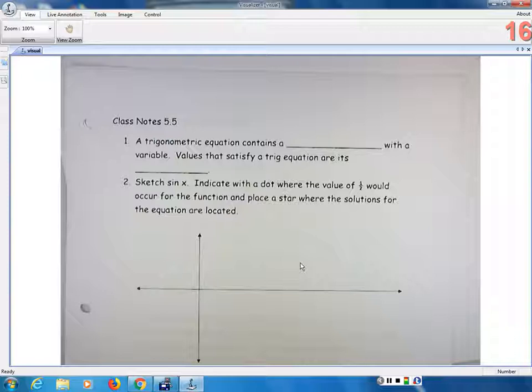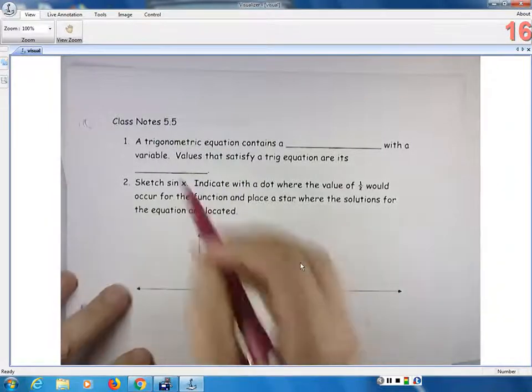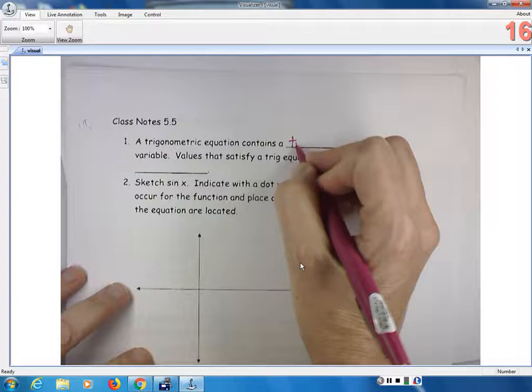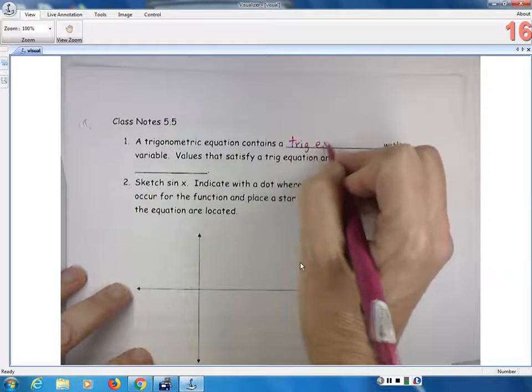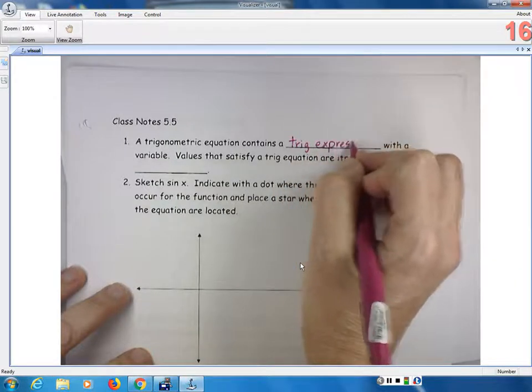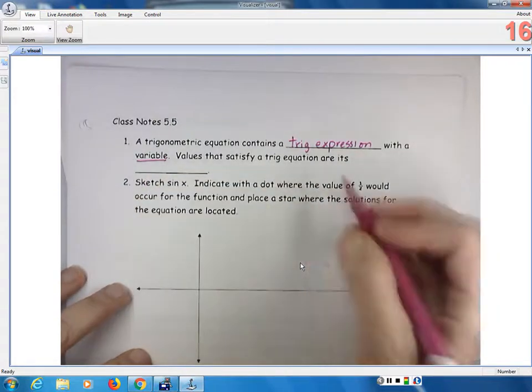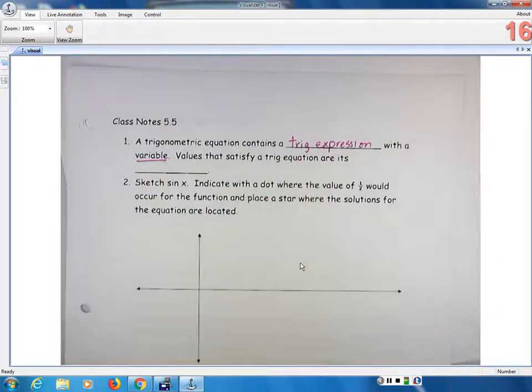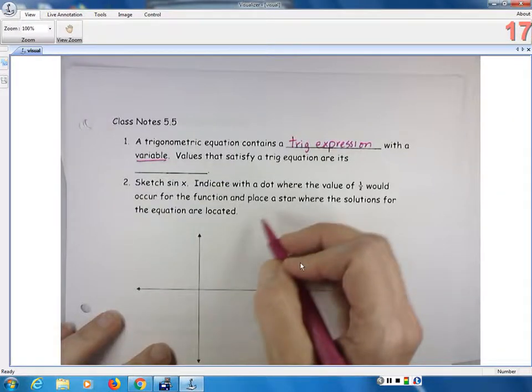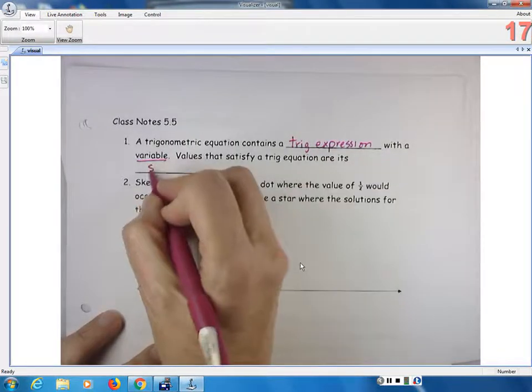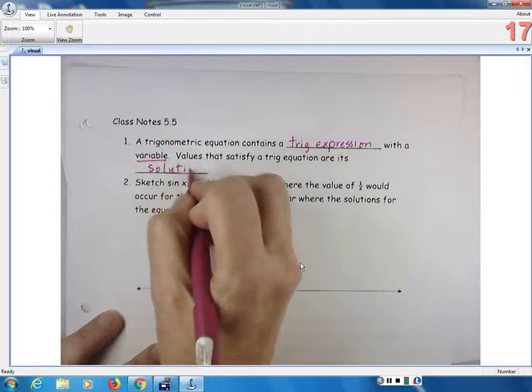Okay, so now we're going to do trig equations. And trigonometric equations are a little different. A trig equation is a trig expression. Remember, an expression didn't have the equal sign, with a variable. It has a variable inside the sine, cosine, tangent, whatever it is. Values that satisfy a trig equation are its solutions. I mean, you've seen this before.